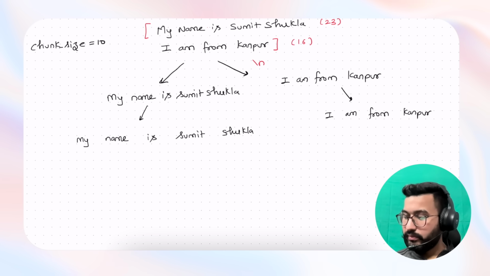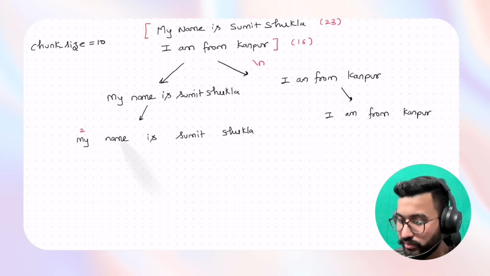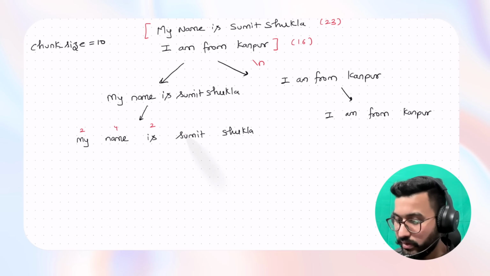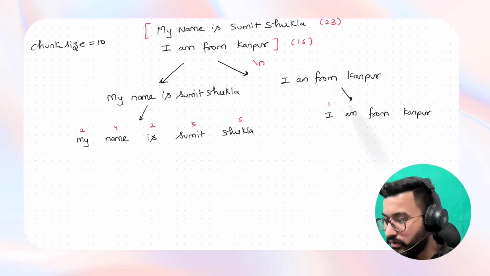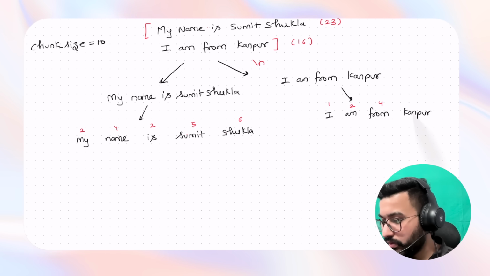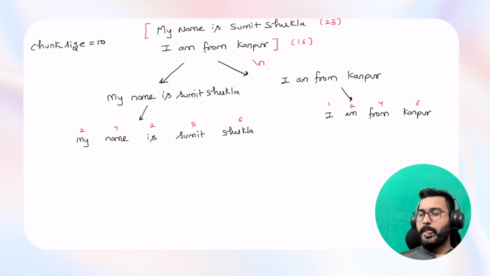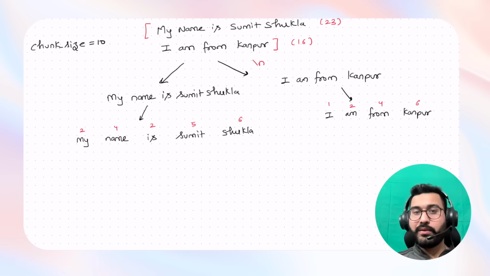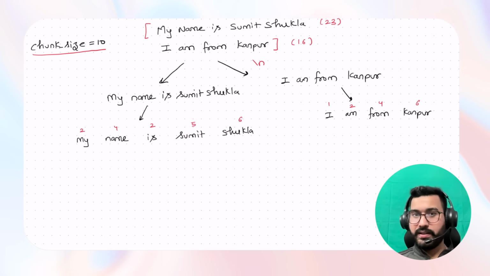Now let's count the number of words. Here I have 1, 2. Here I have 1, 2, 3, 4. Here I have 1, 2. Here I have 1, 2, 3, 4, 5, 6. Now it will not stop over here. Since it is recursive, now it will try to make sure that a chunk is able to reach the specified chunk size, which basically means now it will start combining.